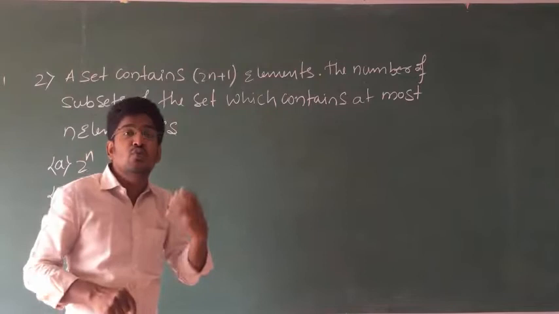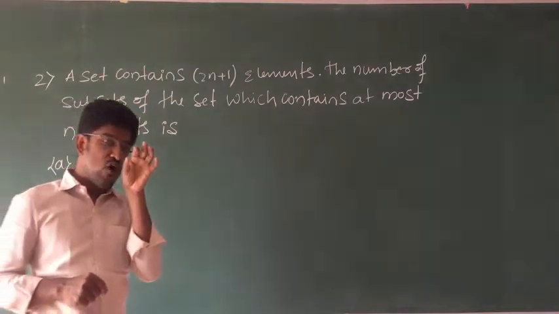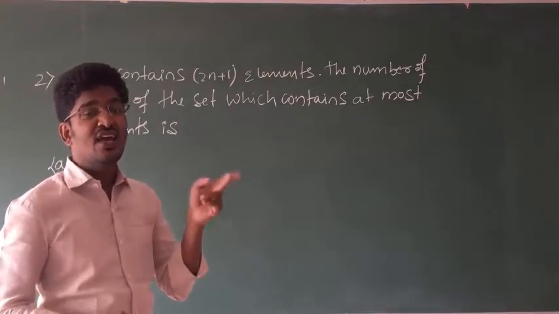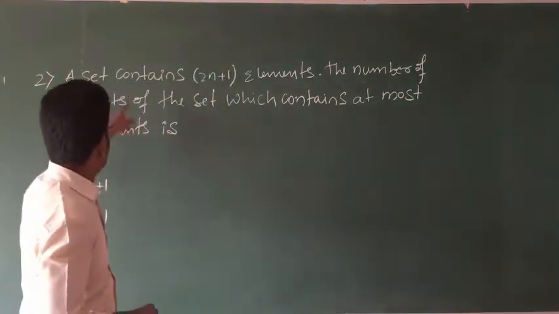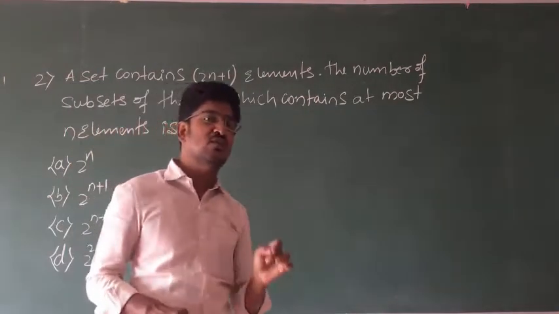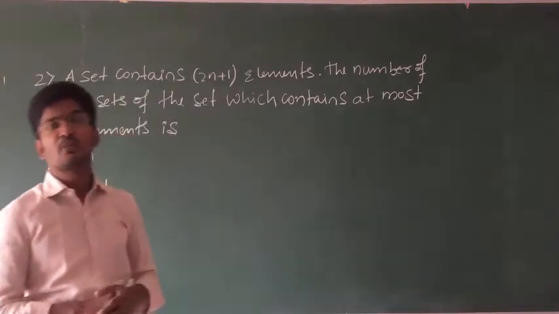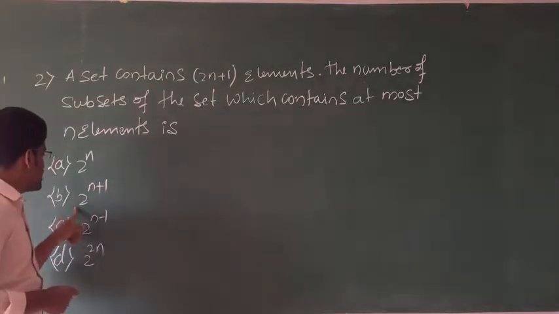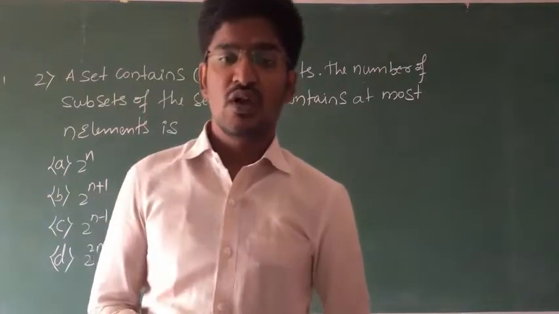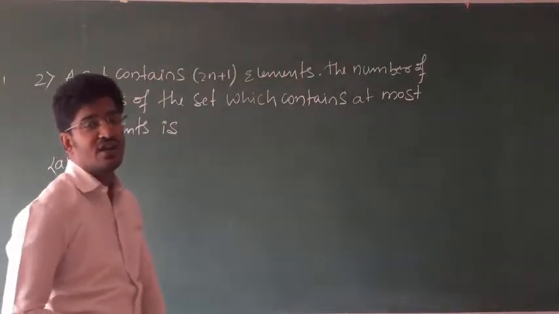This makes us overconfident, because the number of subsets means what are you going to think? Power set. The power set formula is 2 to the power of n, where n is the number of elements in the set. Here you have 2n plus 1 elements. So directly you are going to think the answer will be 2 to the power of 2n plus 1, and you are going to choose option B as your answer in the exam. Are you getting my point?